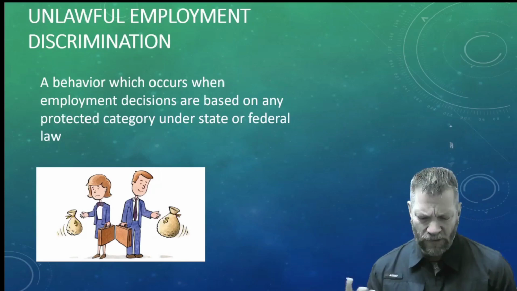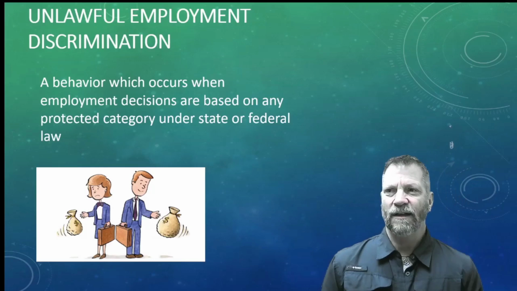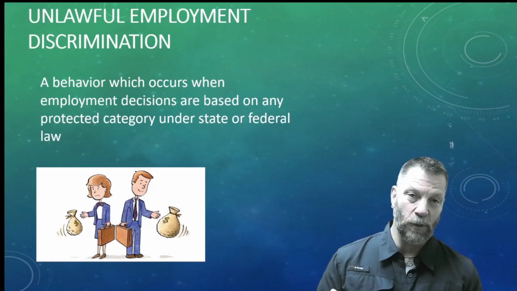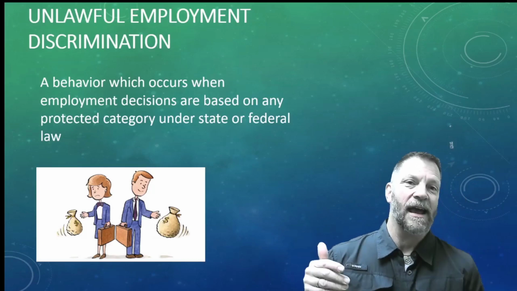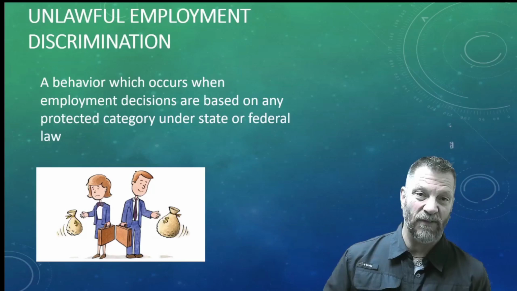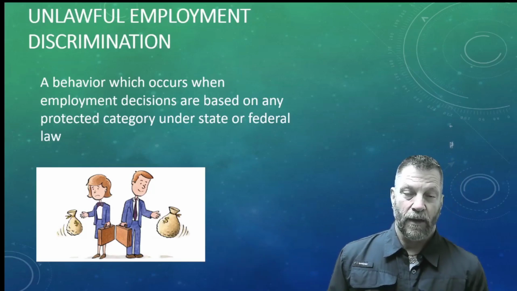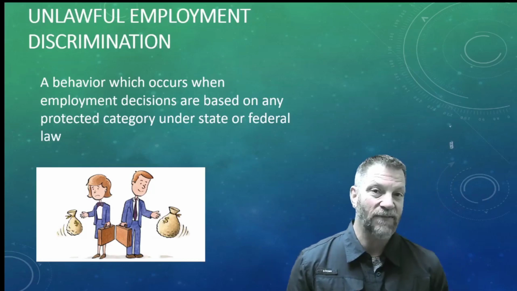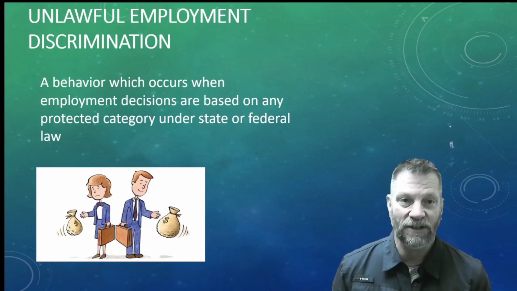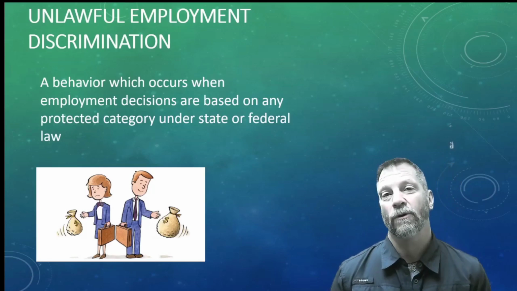All right, we've got two definitions we're going to talk about for this part of the course. Number one is unlawful employment discrimination. It's important that you understand exactly what unlawful employment discrimination is, because discrimination in and of itself isn't always unlawful. But if it meets this definition, it's a behavior that occurs when employment decisions are based on any of the protected categories under state or federal law.